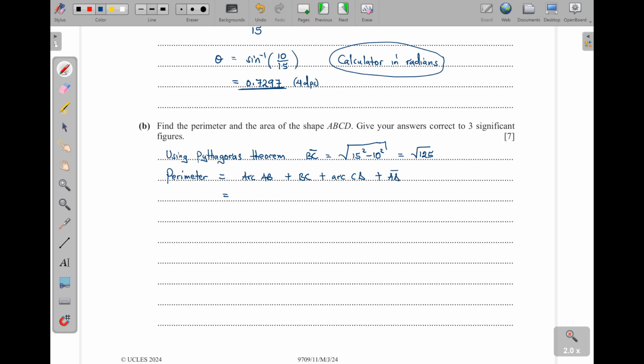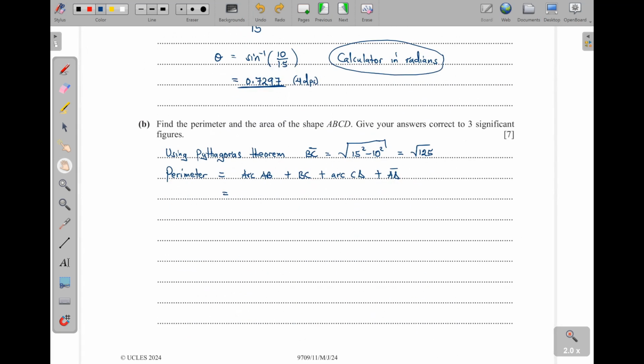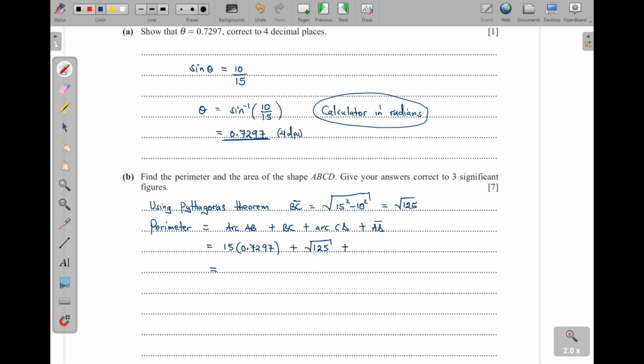Then arc AB, r theta. So what is the radius? The radius is this 15, okay? Then times the theta, which is here. So 15, then times this one we have gotten here, which is 0.7297, then plus BC, which is square root of 125, then plus arc CD.